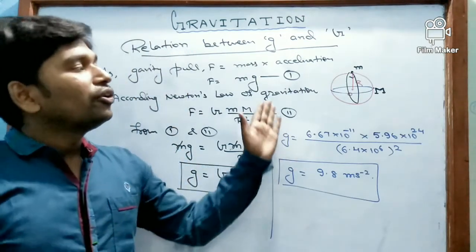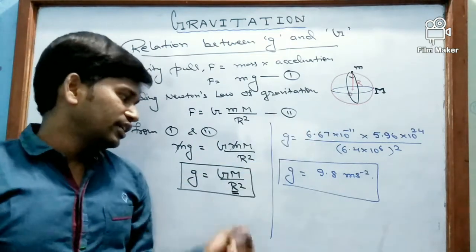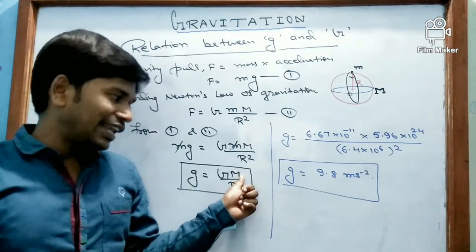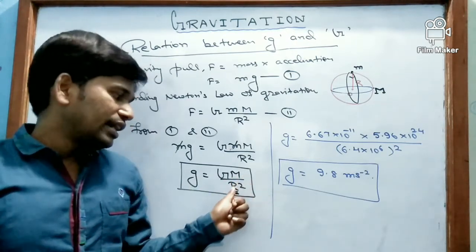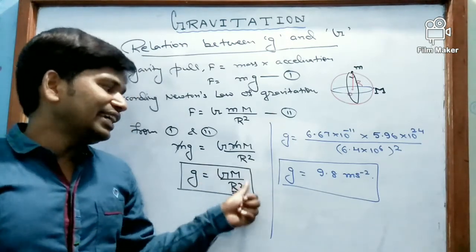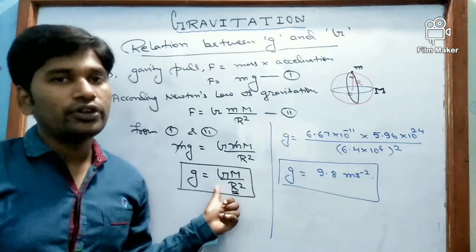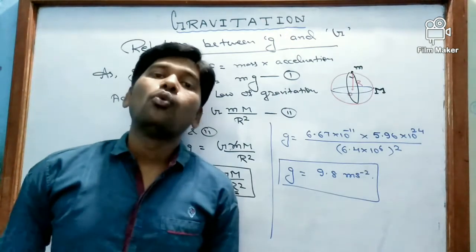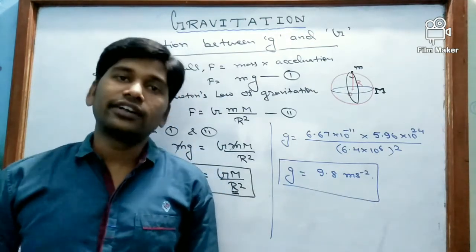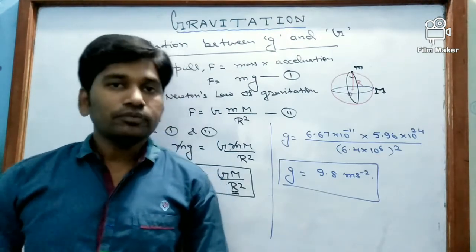Similarly, as I have taken capital M as the mass of Earth, if we do it for the moon, and put in the value of the mass of the moon and the radius of the moon, then we will get the value of acceleration due to gravity on the surface of the moon, which is approximately 1/6 of the value of g on the Earth. So the value of g varies from place to place.